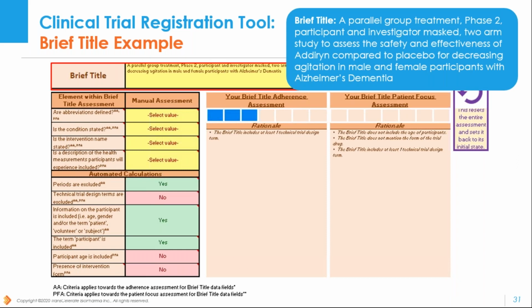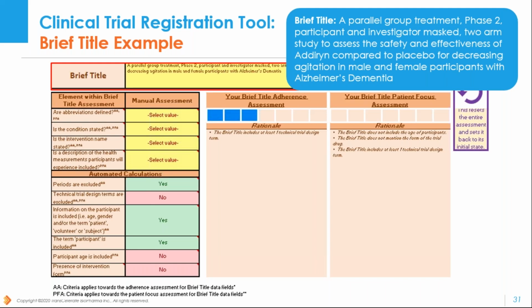So once a user of the tool enters the brief title, the automatic calculations auto-populate. You will see the automated calculations at the bottom of the screen. Elements of the brief title that meet NIH adherence criteria and patient preferences are depicted in green. Elements that do not meet expectations are depicted in red. The tool will automatically determine whether periods are excluded, technical design terms are excluded, information on the participant is included, the term participant is included, the age of the participant is included, and the presence of the intervention form is stated.